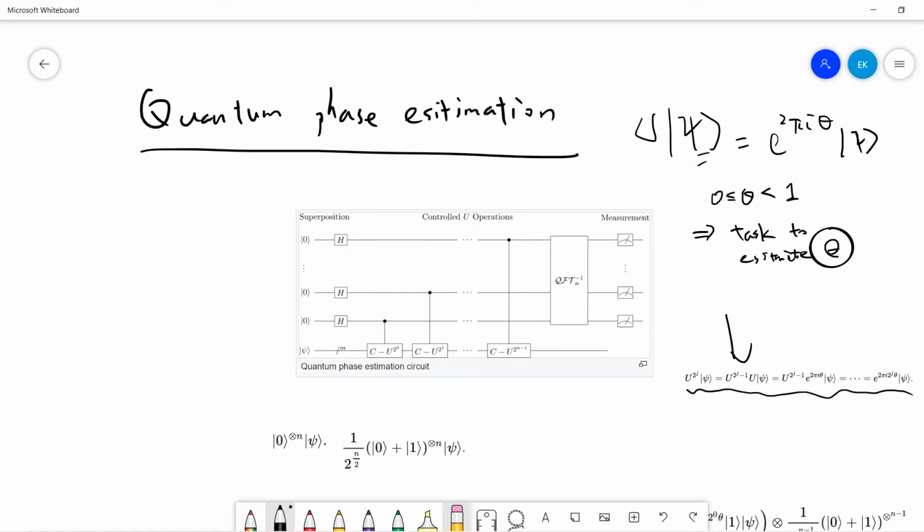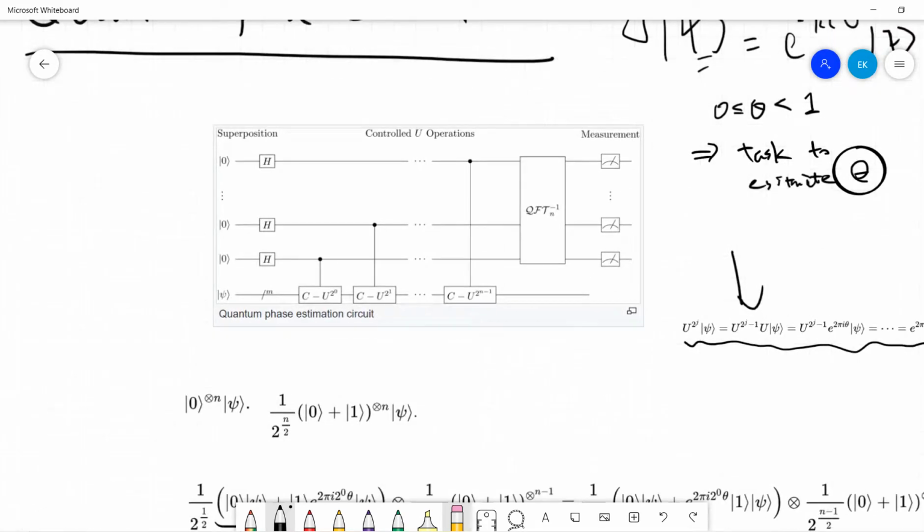The quantum circuit is defined to start from all zeros, and you have a psi. Let's say you use n qubits of 0 to prepare this, so your initial state is 0 to the power n tensor psi, and then you act with Hadamard. Hadamard acting on all 0 will give you this state. Then you use a lot of controlled gates: control U 2 to the 0, control U 2 to the 1, up to control U 2 to the n minus 1. Then you apply the so-called inverse quantum Fourier transform and do the measurement.